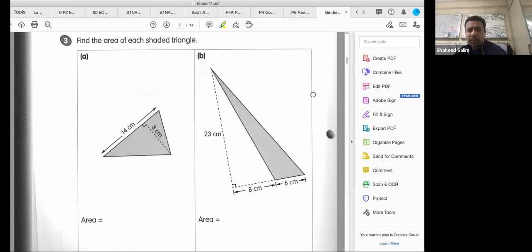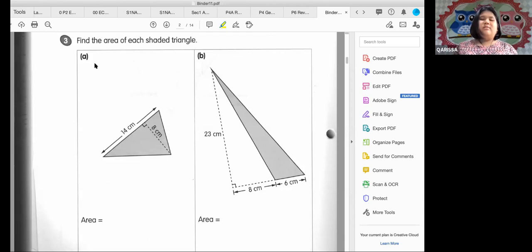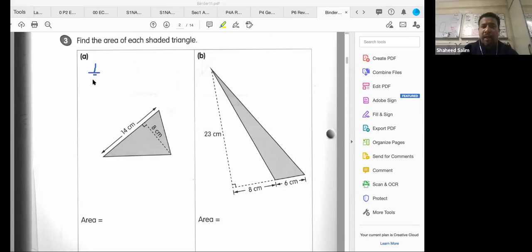Okay, Putri, both correct. Remember what the formula is. You have forgotten. Some of you have forgotten. Divide by 2, Che. Yes, you're supposed to divide by 2. Half times base times height.